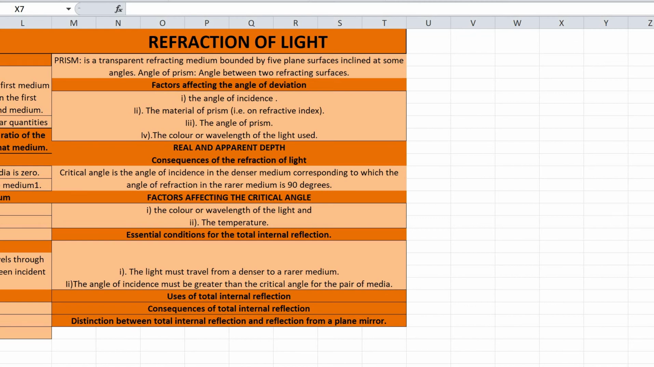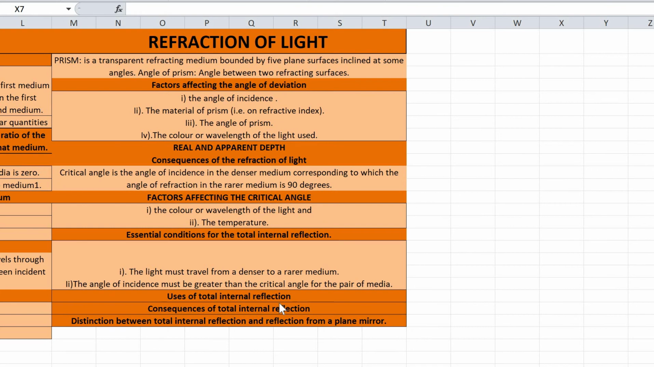So what is the essential condition for this? We'll try to understand the essential conditions for total internal reflection. The light must travel from a denser medium to a rarer medium. Next, the angle of incidence must be greater than the critical angle for the pair of media.